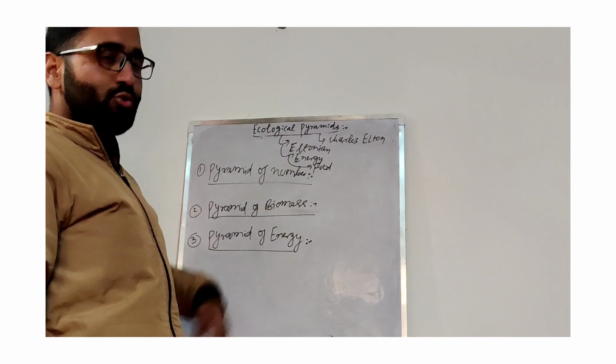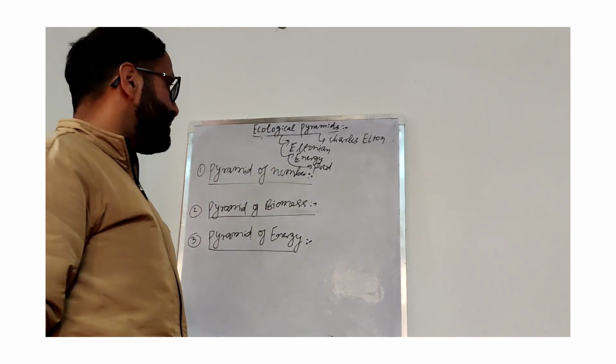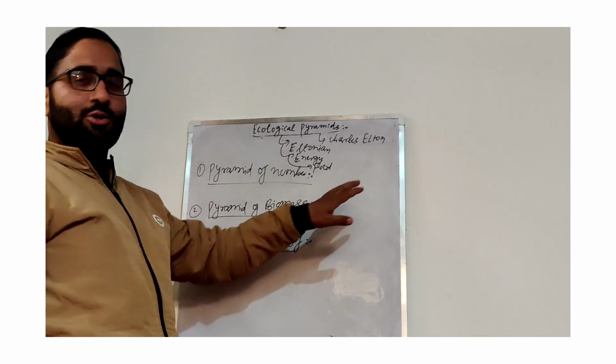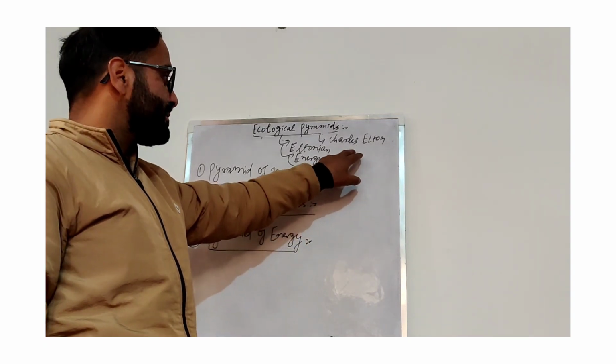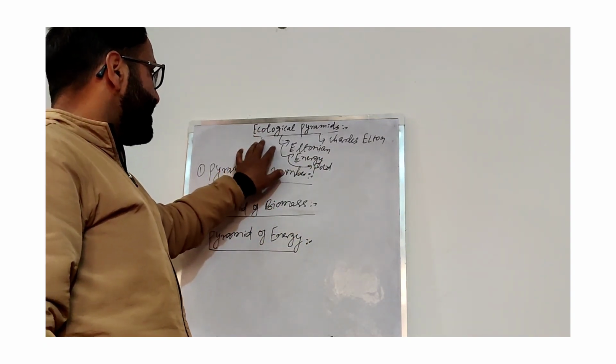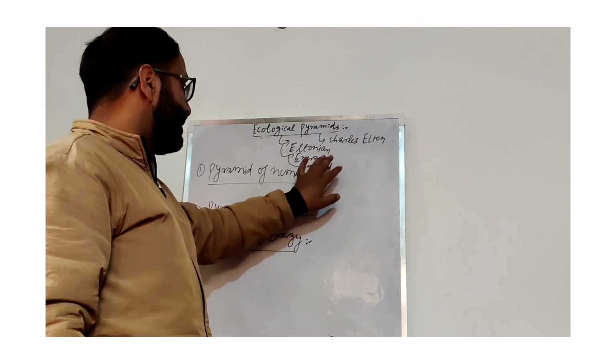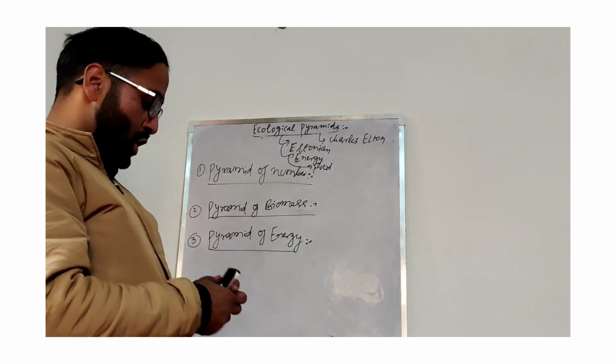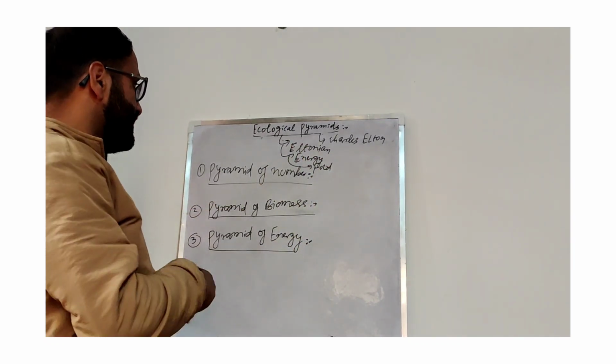Hi, today our topic is ecological pyramids. The concept of these ecological pyramids was given by Charles Elton. These ecological pyramids are also called Eltonian pyramids or energy pyramids or food pyramids.